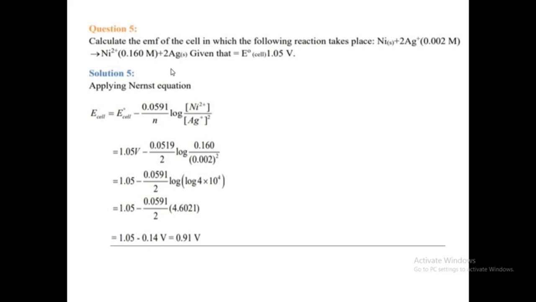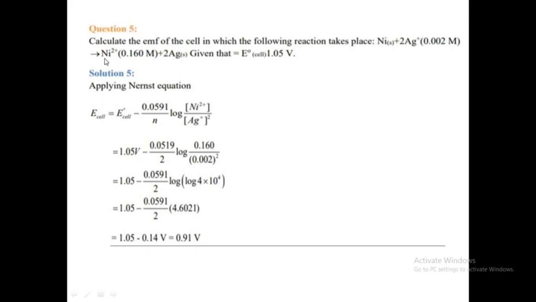In this equation, the value of E naught cell is given as 1.05 volt minus 0.0591, sorry, this term is 0.0591 divided by N. N means the number of moles of electrons participating in the chemical reaction. Since in the case of silver 1 positive charge is present and we are multiplying by 2, therefore 1 into 2, 2 positive charge.